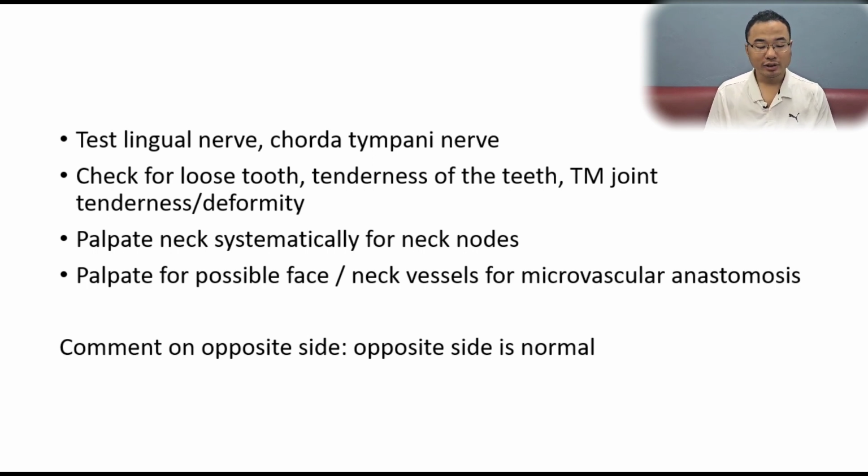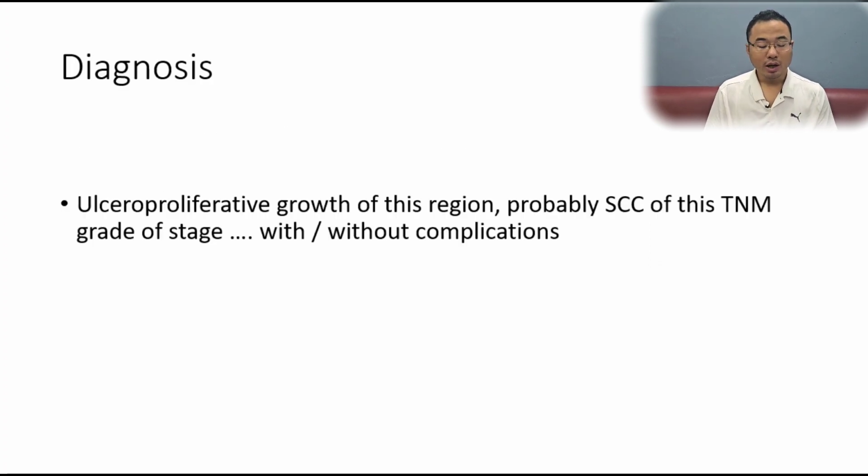Palpate the neck systematically for neck nodes. Palpate for possible face and neck vessels for microvascular anastomosis if a free flap is to be used. Then comment on the opposite side, like opposite side is normal. The diagnosis is made like this: ulceroproliferative growth of this region, probably squamous cell carcinoma of this TNM grade of this stage, with or without complications.